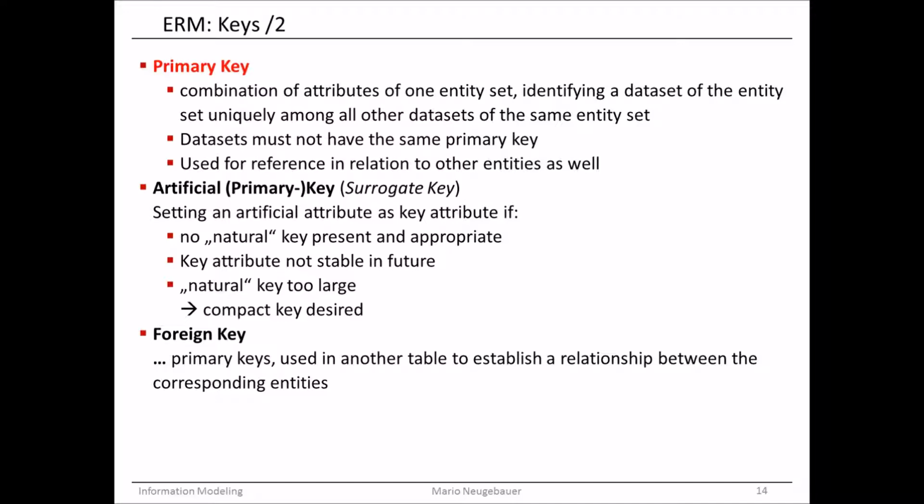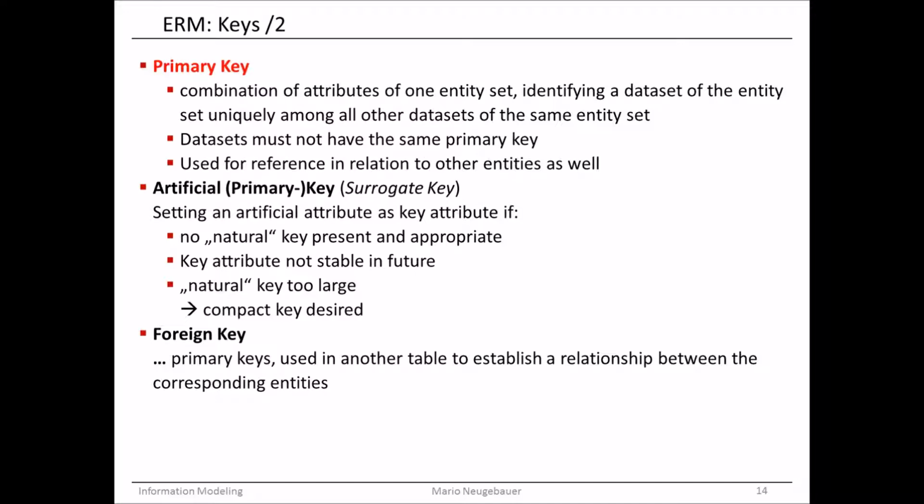One primary key value for one person, another primary key value for another person. And we will later use this primary key to identify this very person, this very entity, and to use it in references to other entities, references which are built up by relationship types. Relationship types which somehow connect entities of different entity sets.